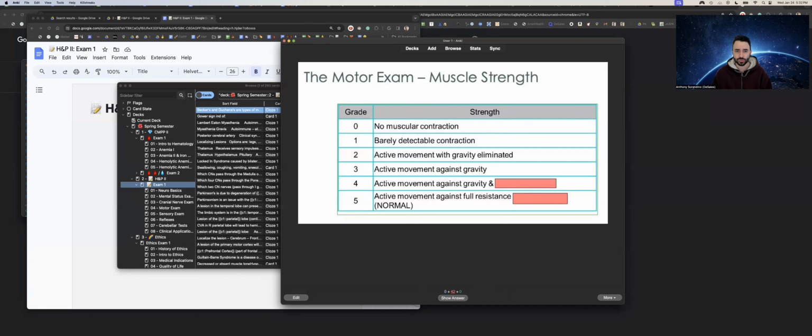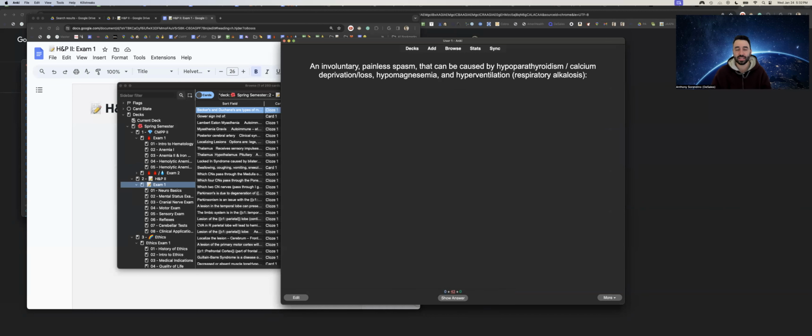Motor exam muscle strength: 3 is active movement against gravity, and 4 is some resistance, like I'm pushing on your hand. 5 is active movement against full resistance without fatigue. Yeah, I'm going to see that again.